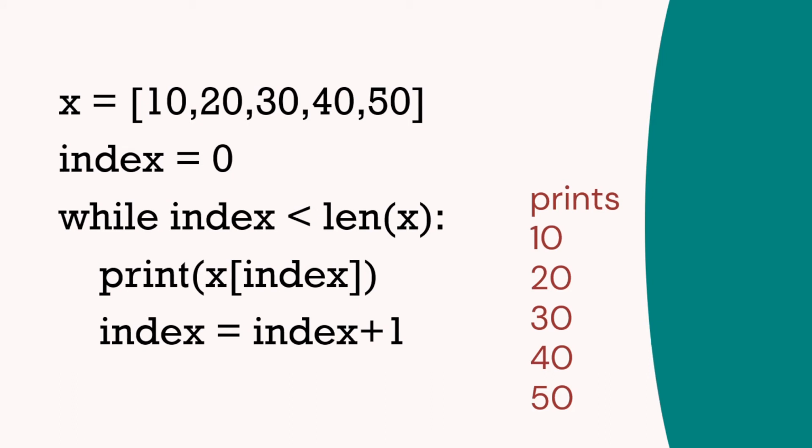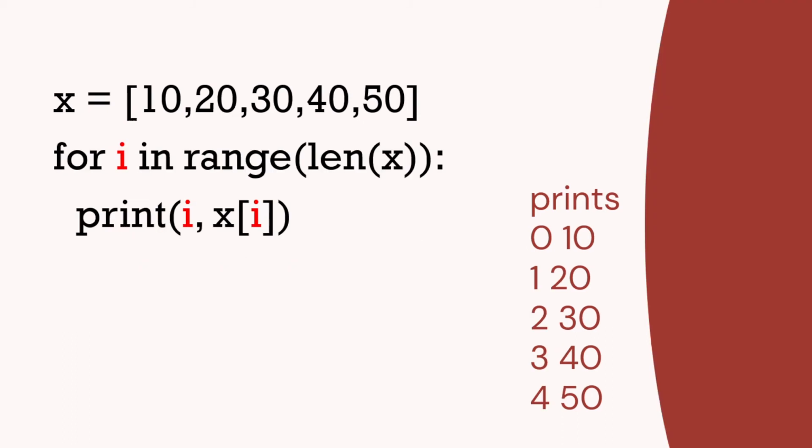Here we're using the index. So we've got a while loop, we've got the index. While the index is less than the length, we're going to print the element. So the index is going to go 0, 1, 2, 3, 4. Now x0 is going to be 10. x1 is going to be 20, up to x4 is going to be 50.